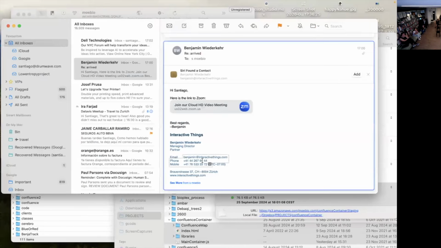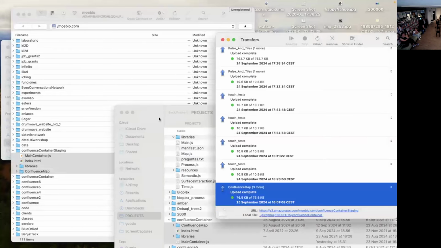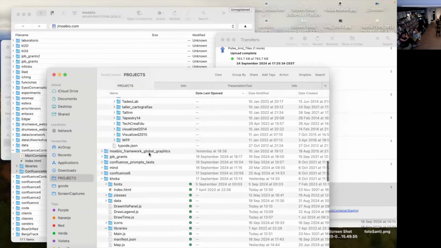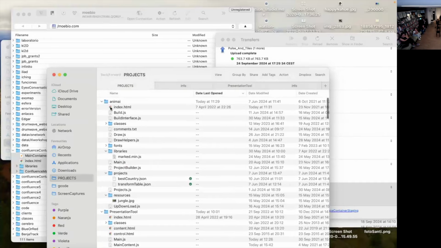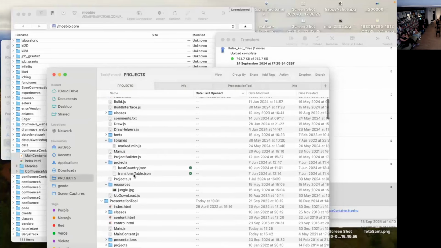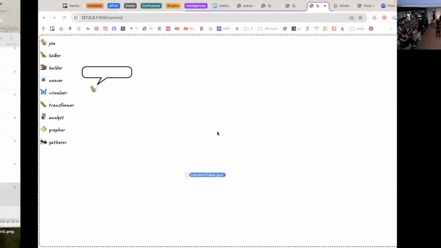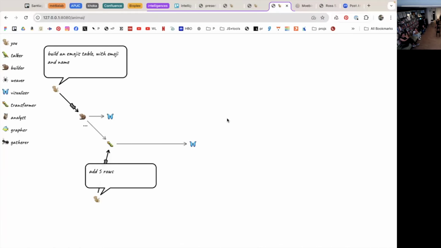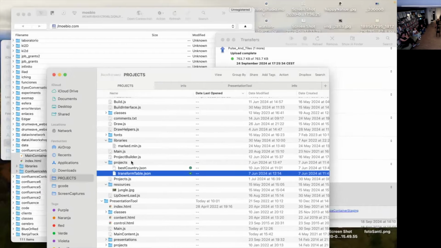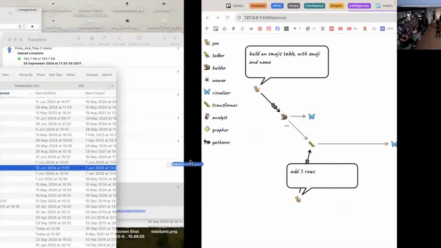This one was lost, so I think I have it. Let me see if I find it. Animi, project, transform table, maybe. Let's see. No. Okay, no. It's the one about best country. Yeah.